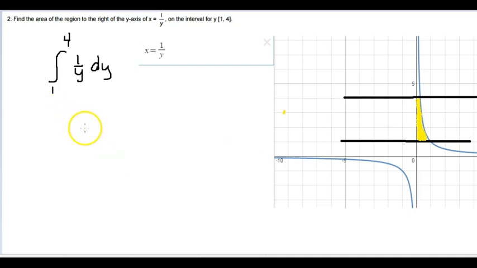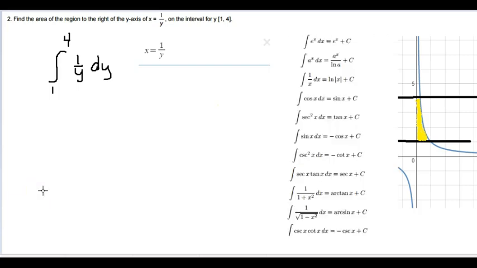And so to integrate 1 over y, you use your antiderivatives chart, which I just put up here, and the integral of 1 over x is the natural log of x, so the integral of 1 over y would be the natural log of y. And so that integral equals the natural log of y plus c, of course, and we're evaluating that over the interval of 1 to 4.